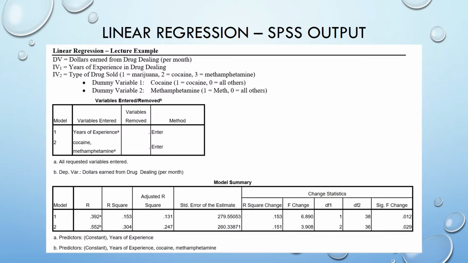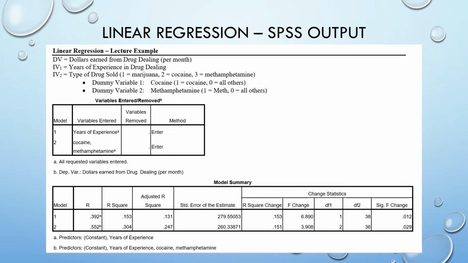What these next two slides are going to look at is what the SPSS output looks like when we're doing linear regression. The example that I have here is that I'm trying to predict an outcome, and that outcome is how many dollars a drug dealer is going to earn each month from drug dealing. If you look at the top of this output, you'll notice it says DV, dependent variable, our outcome. And I'm trying to predict the dollars earned from drug dealing per month.